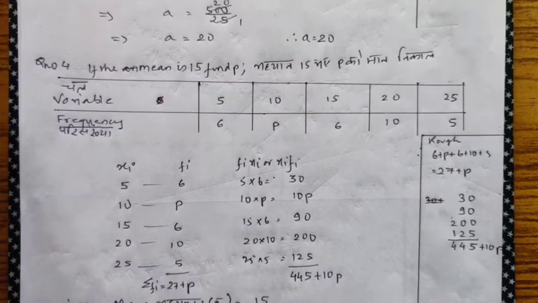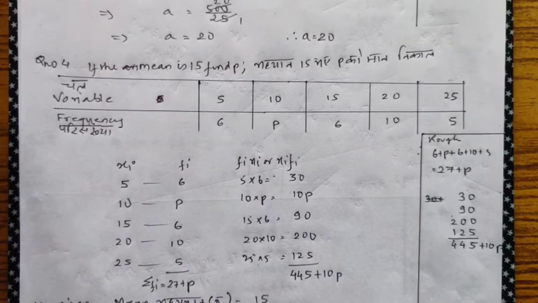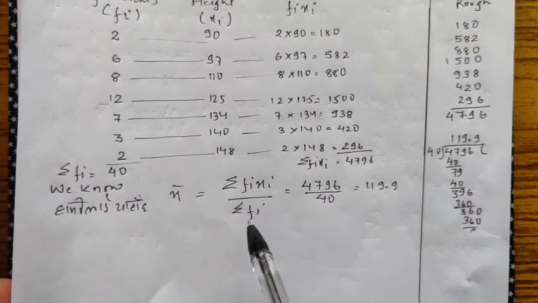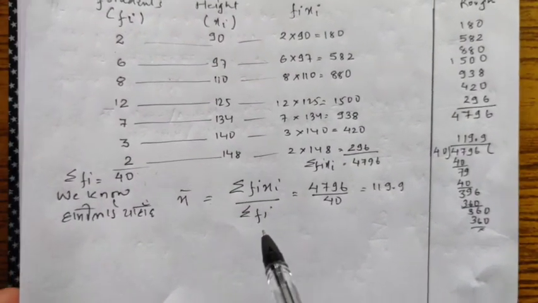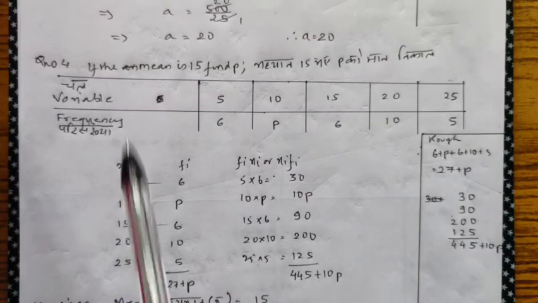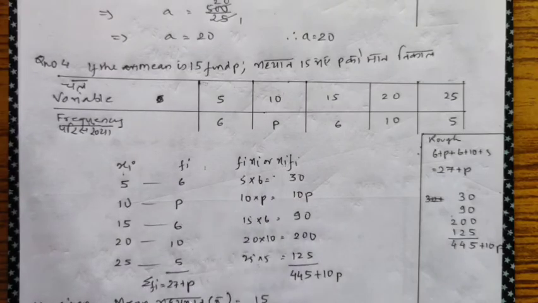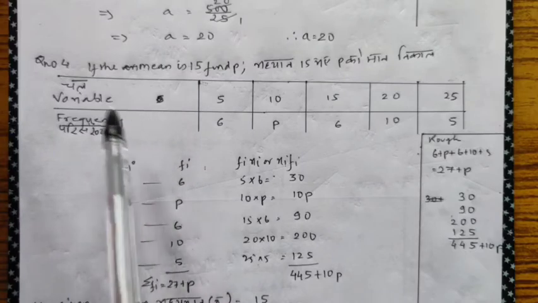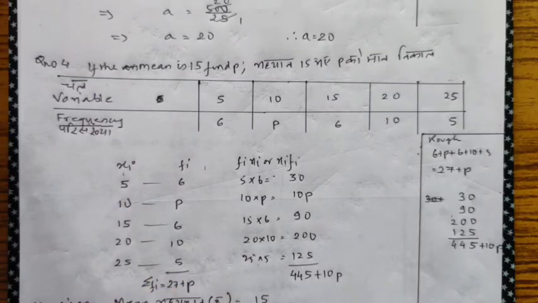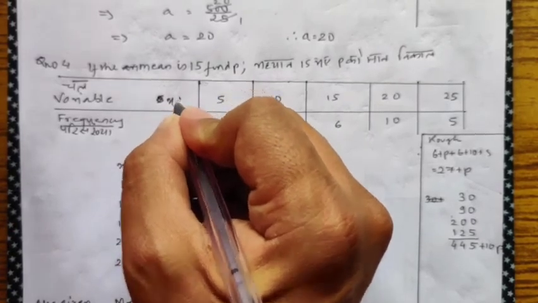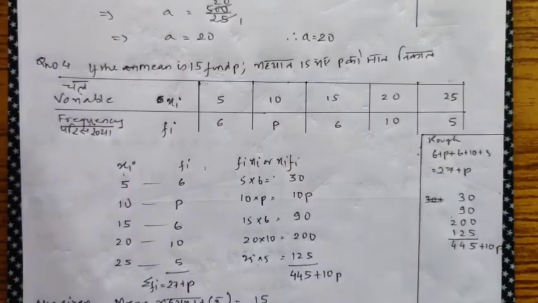Again, frequency is given. I know the formula. This is my formula: summation fi xi by summation fi. I need to find fi xi and I need to find fi. In the same way, I need 3 columns. Let's have 3 columns: xi, fi, fi xi. Now look here. Can you see this frequency? So even if it's not mentioned, frequency is always fi and a variable is always xi. By now you should be able to recognize that. So let's make the table. If it's not given, you can write it yourself. Variable is xi and frequency is fi. You can write this way also.